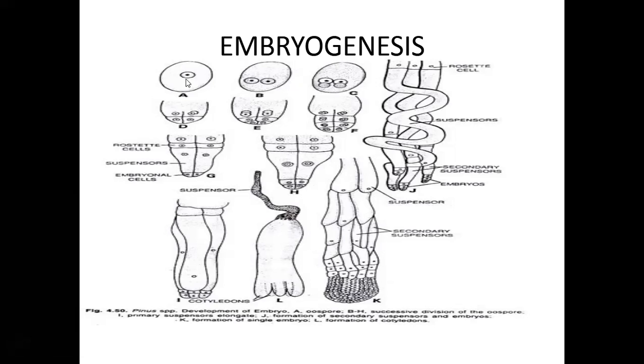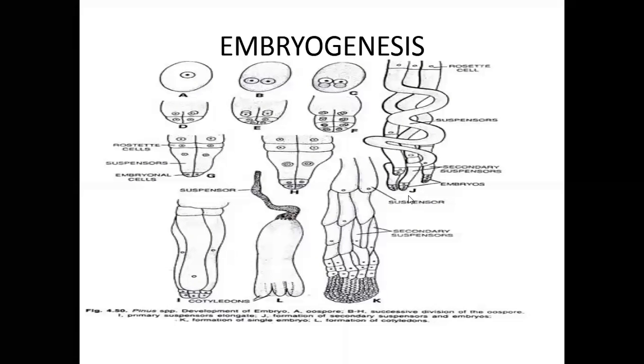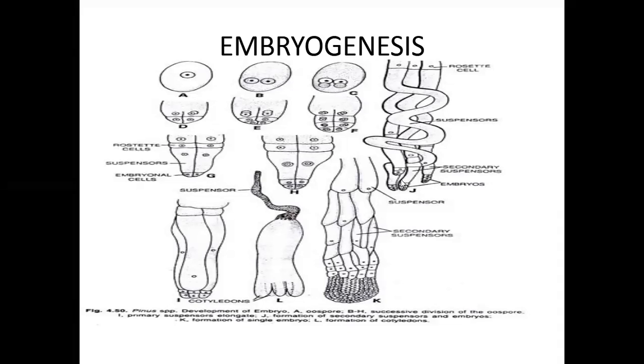A single zygote develops into four embryos. After fertilization, the ovule converts into a seed. That seed contains a larger number of embryos, called polyembryony. Polyembryony is a normal character in gymnosperms as well as in Pinus. This is the embryogenesis of Pinus.